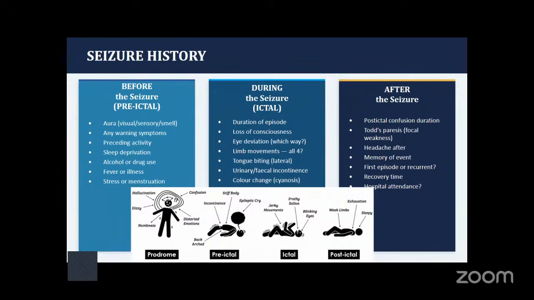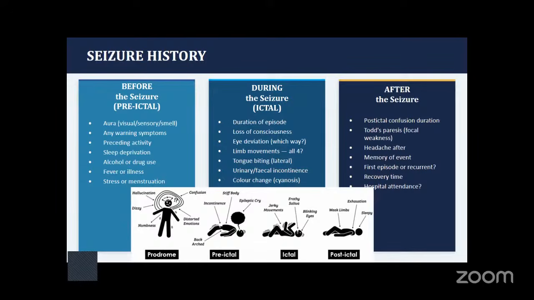After the seizure, you want to ask the patient what they feel following the seizure activity or the event. So do they feel confused, and how long do they feel confused? Do they get sort of paralysis? Do they have motor deficits after they wake up, and how long does that last? Do they get headaches, memory of the event? Whether this event was the first or recurrent.